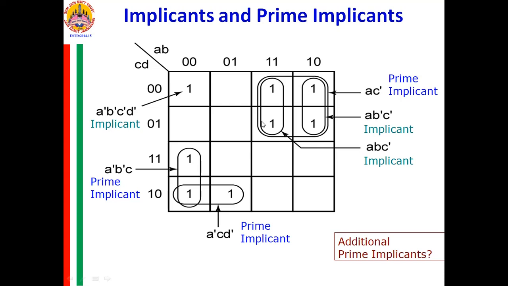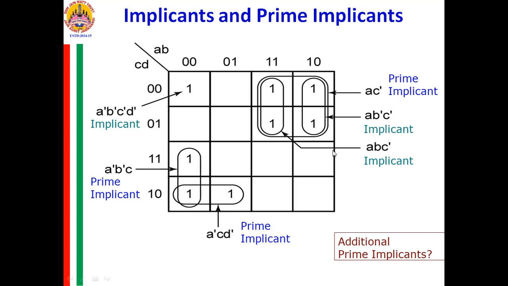So you can form a pair of ones, you can form a quad of ones, you can form a pair of ones. This one alone you can see, or this one you can combine with the other one here, a pair, or this one with this one you can form a pair. These all are called implicants.